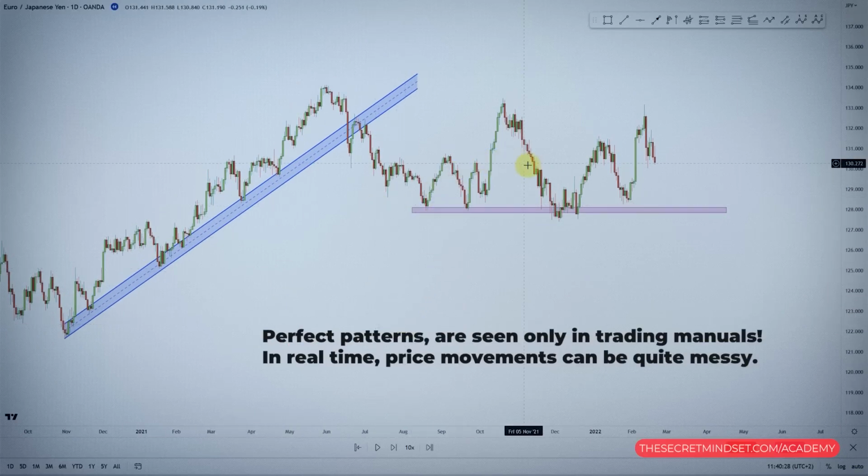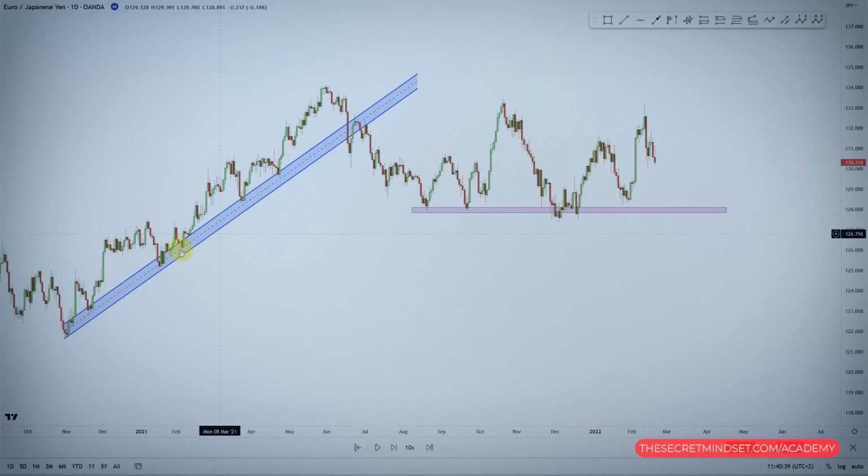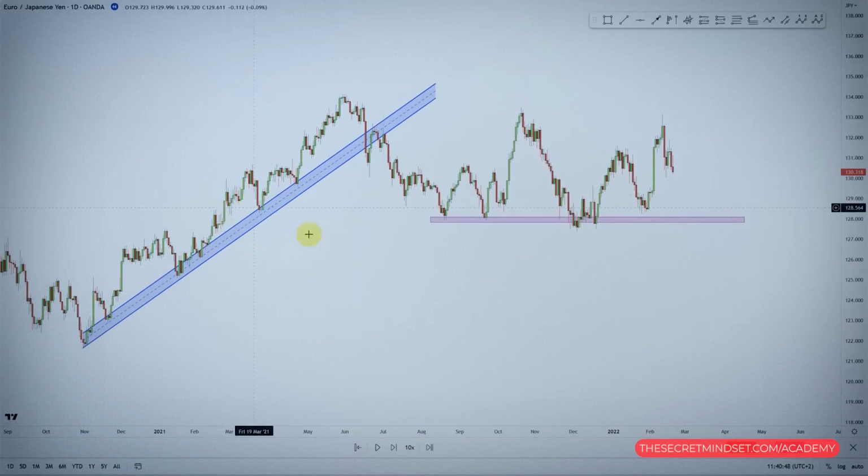In real time, price movements can be quite messy. If the price dips below a support line, it doesn't necessarily mean that the support has been broken. Remember, in a market there are buyers and sellers. There is stop hunting, liquidity, short squeezes, momentum spikes, and shock events.